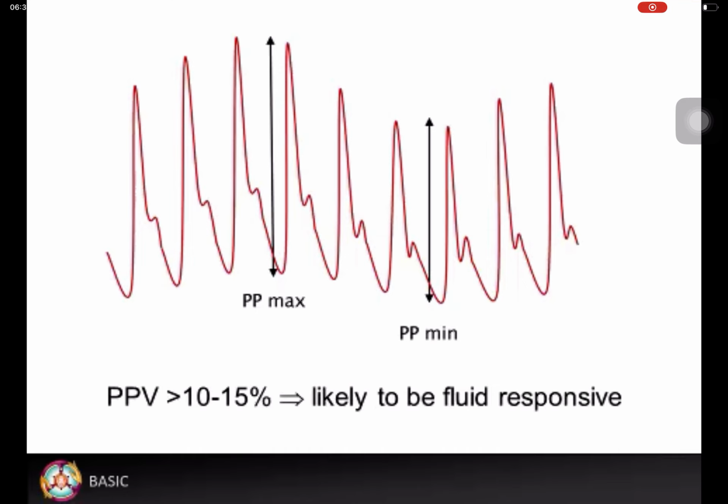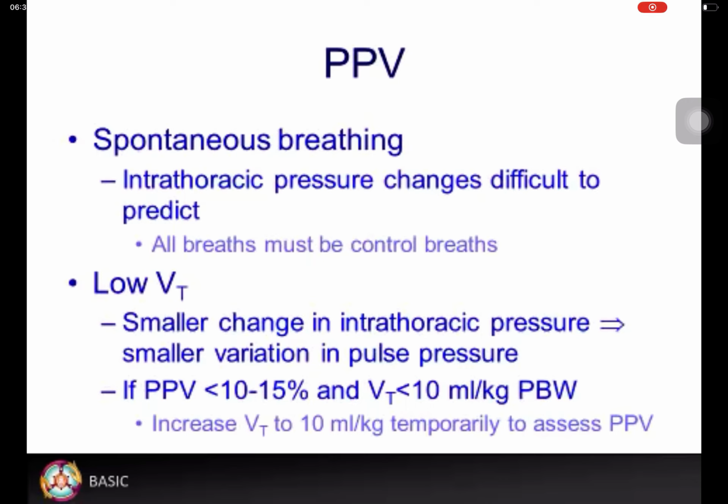In order to measure maximum and minimum pulse pressure, arterial tracing needs to be printed out unless pulse pressure variation is automatically calculated by the monitor. If the pulse pressure variation is more than 10 to 15%, the patient is likely to be fluid responsive. However, pulse pressure variation cannot be reliably used to assess likelihood of being fluid responsive if the patient is taking spontaneous breaths or is ventilated at a low tidal volume.